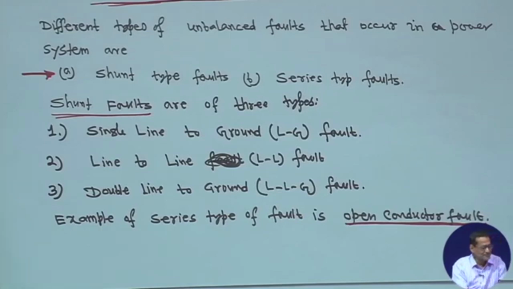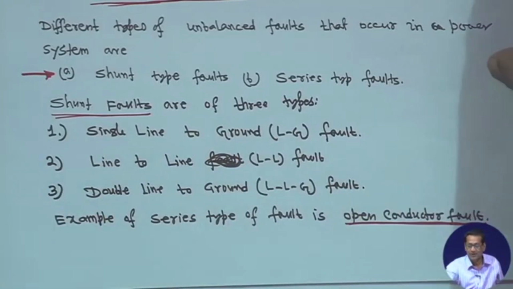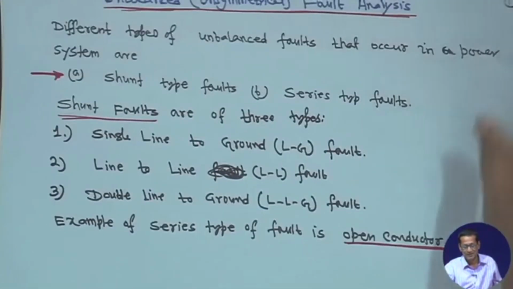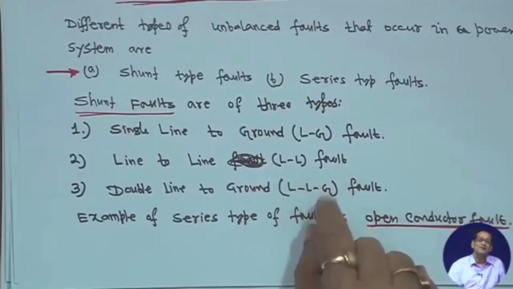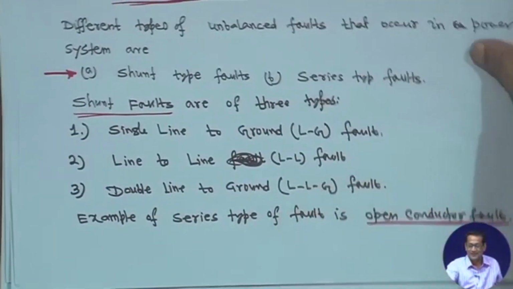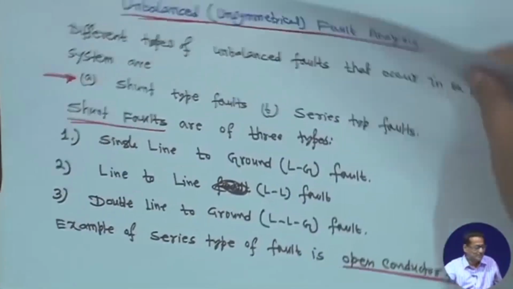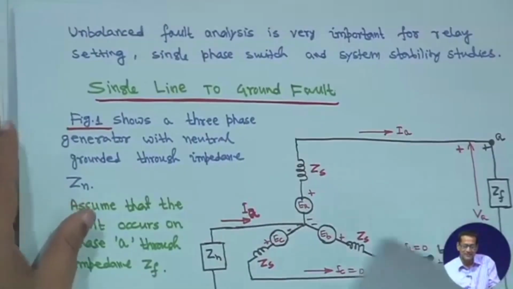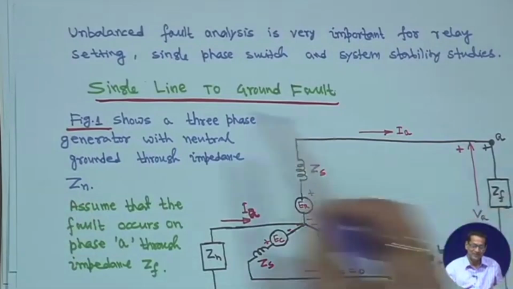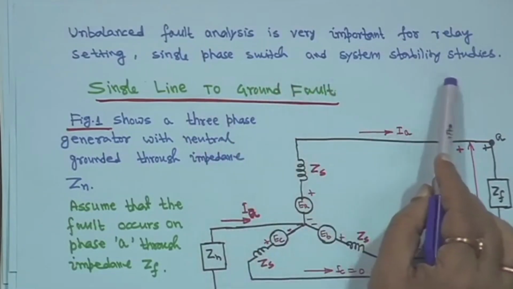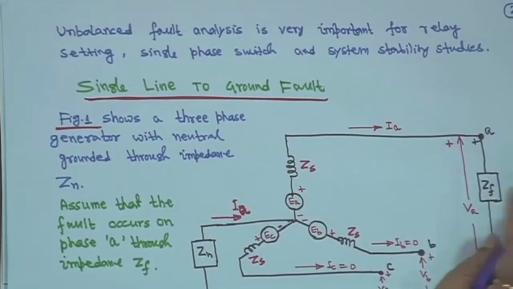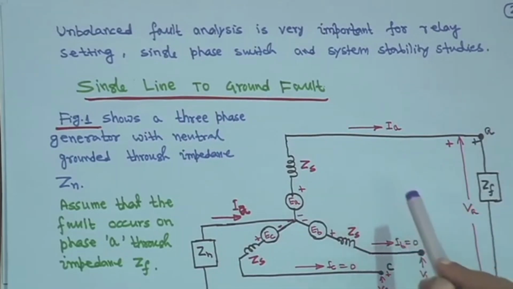So, unbalanced fault analysis is actually very important, because the occurrence of these faults is very frequent. Unbalanced fault analysis is important for relay setting, single phase switching and system stability studies, because these are very common faults.